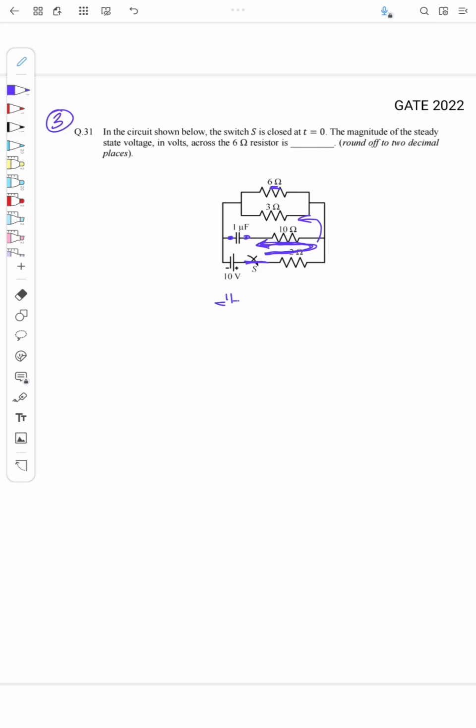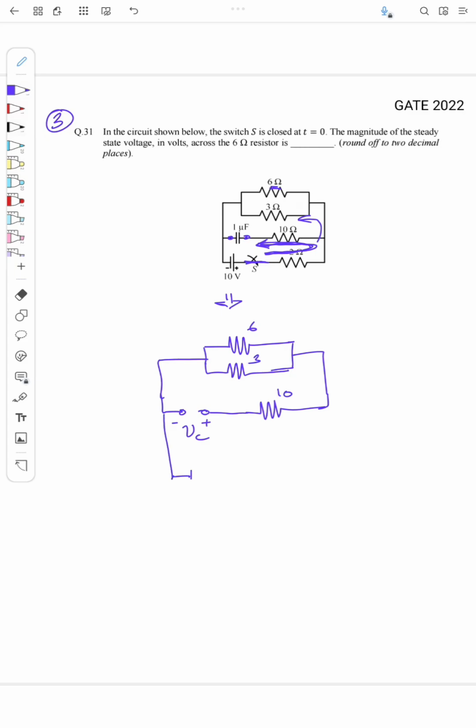So the circuit I can draw as follows. This capacitor is open and it will be charged to some voltage. I'll call it VC. So this is 6, this is 3, and this is 10, and here this is 2 ohm. Okay, so this is 10 volt.